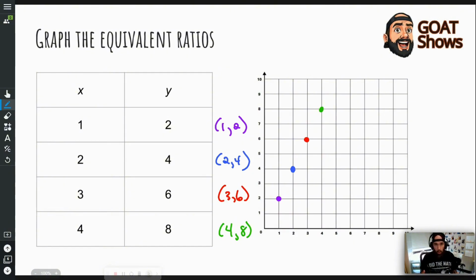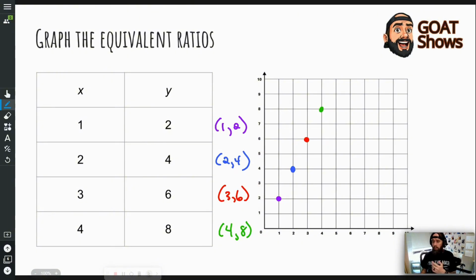So equivalent ratios are always going to give me a straight line. Not only will they always give me a straight line, but it'll give me a straight line that goes through 0, 0. So it's always going to start at 0, 0 if I were to connect the dots, which I won't do, and always make some kind of line going up and to the right.